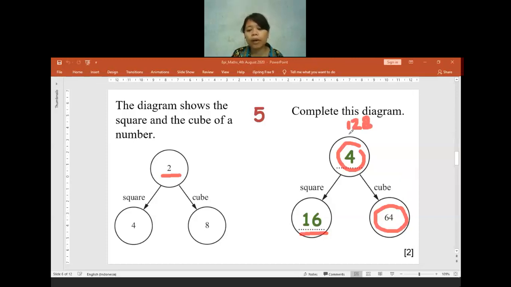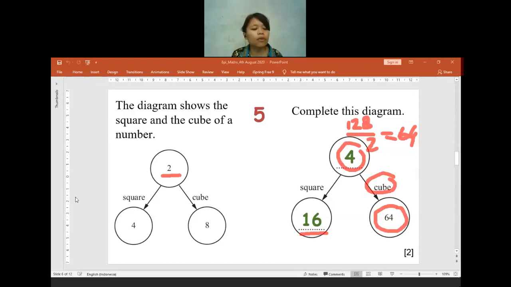128 divided by 2, yes, the answer will be equals to 64. But now you have to read the rule given. The rule says cube. So I have to find any number to the power of 3 as long as it is equals to 64. I know 1 to the power of 3 is equals to 1. 2 to the power of 3 is equals to 8. 3 to the power of 3 is equals to 27, and I have 4 to the power of 3 is equals to 64. That's why I take the number 4 in here. You cannot write it as 128 divided by 2.